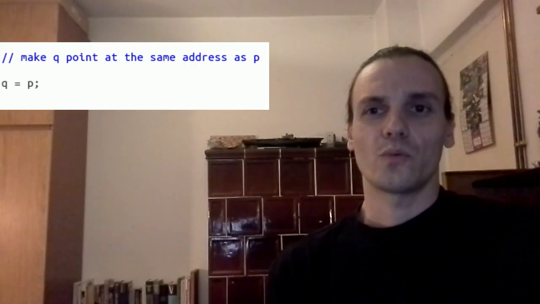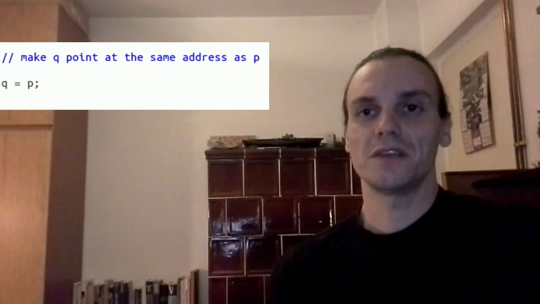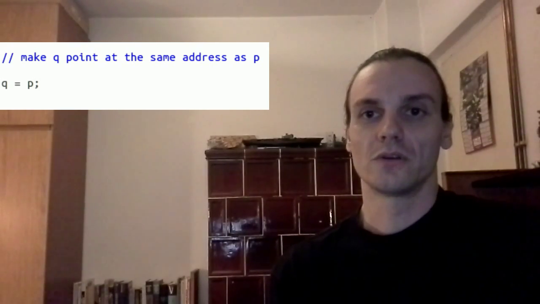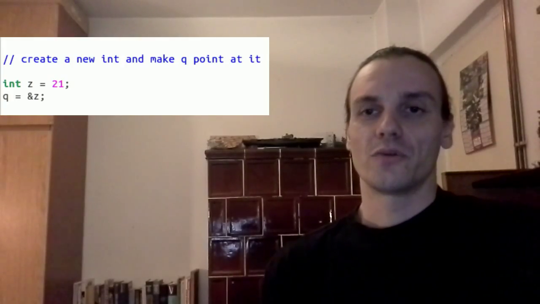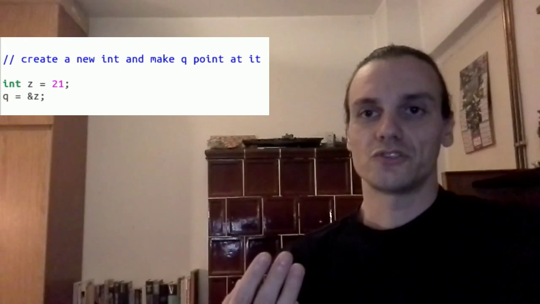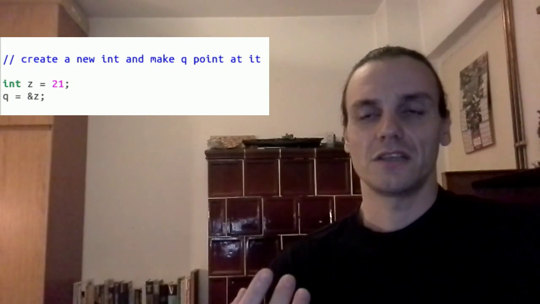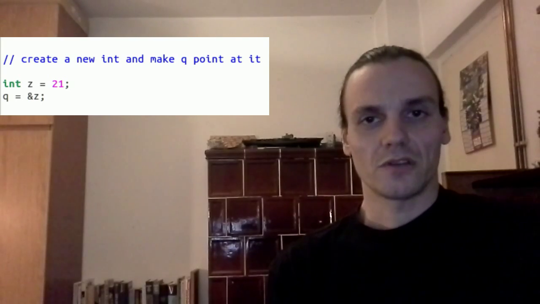Now let's make q point at something. What we've done here is simply copy the address stored in p into the pointer q. Now both pointers are pointing at the same memory location. Now let's create a new int and call it z. We've made q point at z by retrieving the address of z and storing it in q. Now q is pointing at z's memory location.